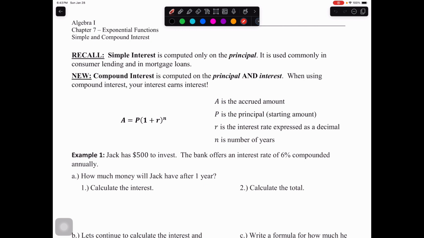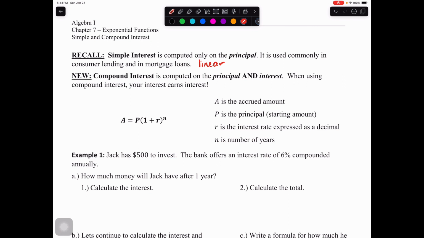So simple interest lended itself to being a linear situation, because the interest was always only calculated on the principal, and the principal amount that you put in was the same every single time. This time in our new chapter, we can talk about the other type of interest that exists, compound interest.